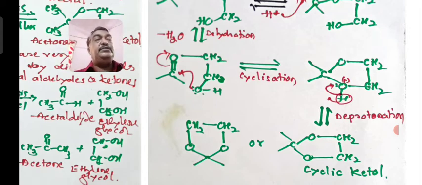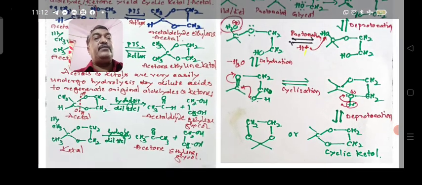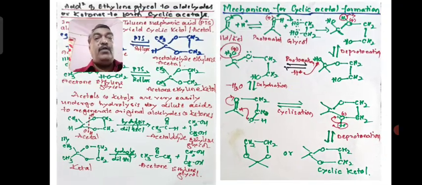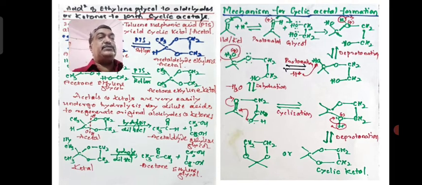Please note this mechanism very carefully. Sometimes the question may be asked on this: what happens when an aldehyde or ketone undergoes cyclic acetal or ketal formation? Please explain. Then you have to use one example with this mechanism. This I also discussed last time.